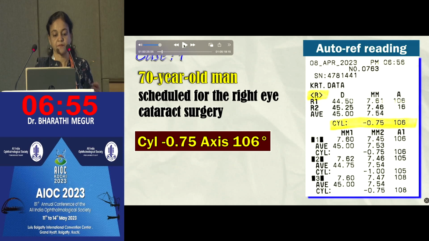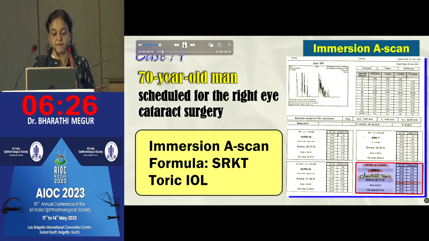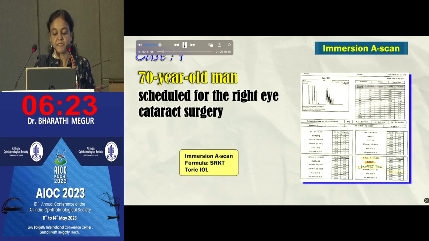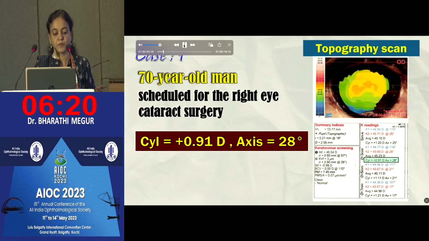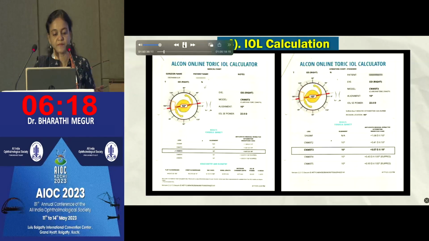Coming to the first case, he is a 70-year-old man scheduled for right eye cataract surgery. He has against the rule astigmatism. In this patient, we were able to do only 2 basic tests. Biometric values obtained from auto-K reading were repeatedly consistent, suggesting a cylinder of 0.75, axis of 106. We did not have optical biometry. We did an immersion scan. The immersion A scan also agreed, and the topography also agreed on the magnitude and the axis of the cylinder.